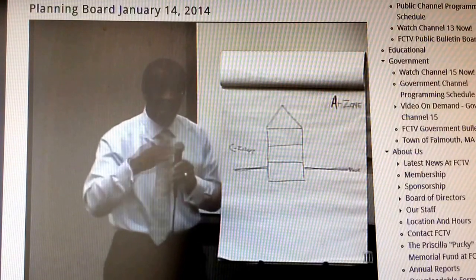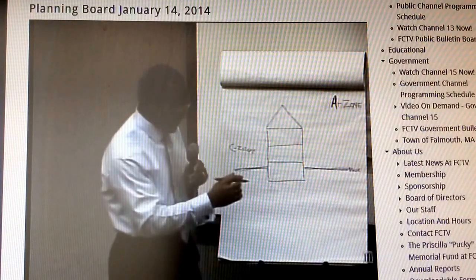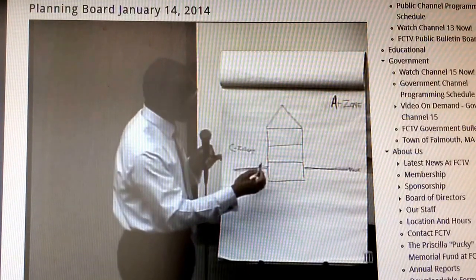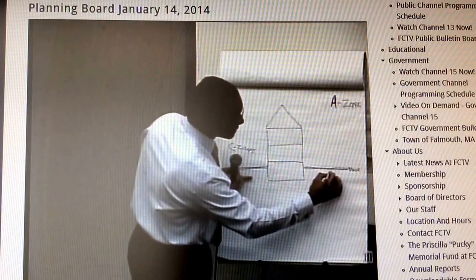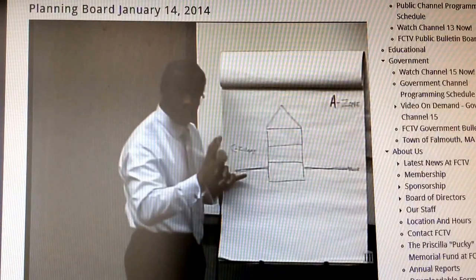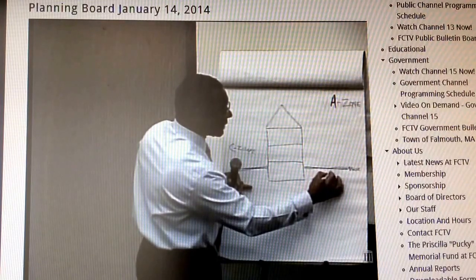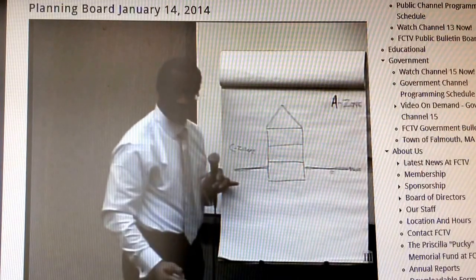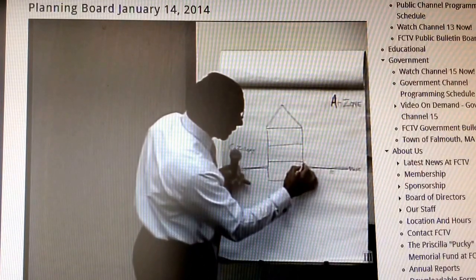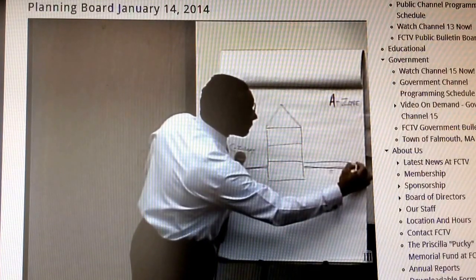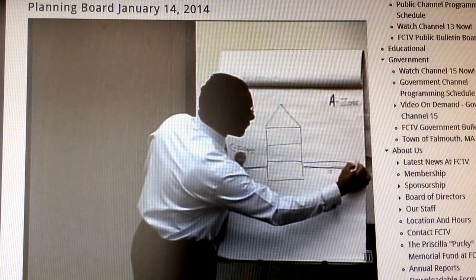So it's now non-compliant. So what happens is the base flood elevation, say for example, the grade here is at elevation, these are just typical examples, the grade here is at elevation 10. The BFE is at elevation 12.